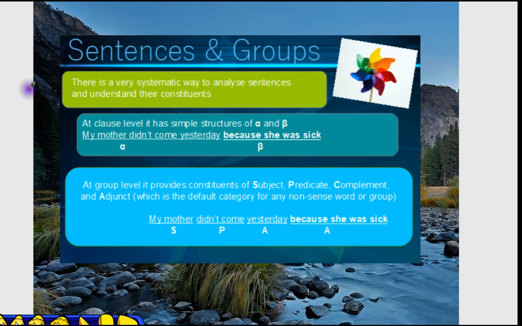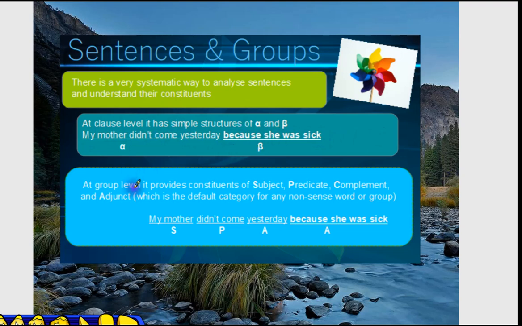So, when we talk about sentences and groups, there's a very systematic way, hence the name of a grammar approach, to analyze sentences and understand their constituents. At clause level, it has simple structures. Let's say alpha and beta. Let's take a look at this. My mother didn't come yesterday because she was sick. So we split it into two. We have alpha, we have beta.